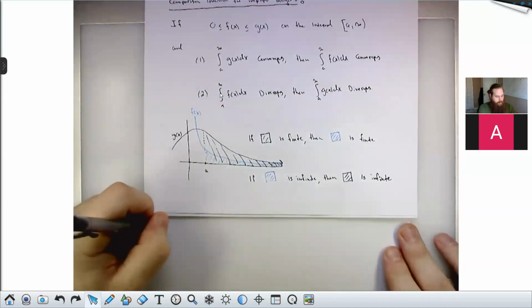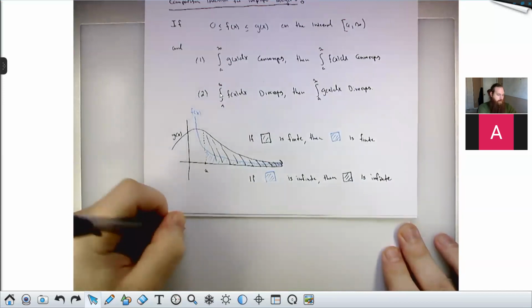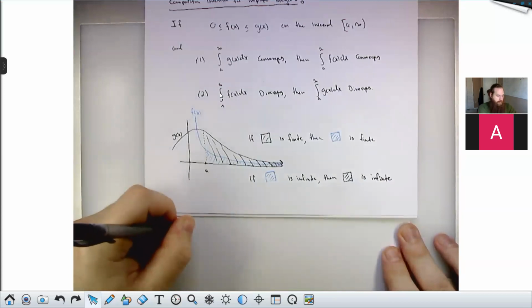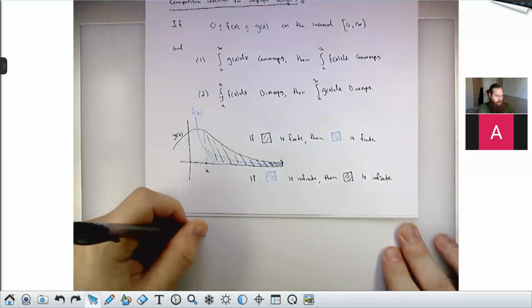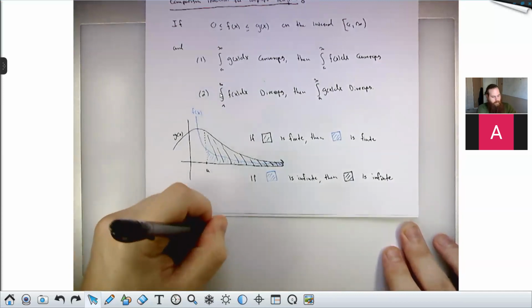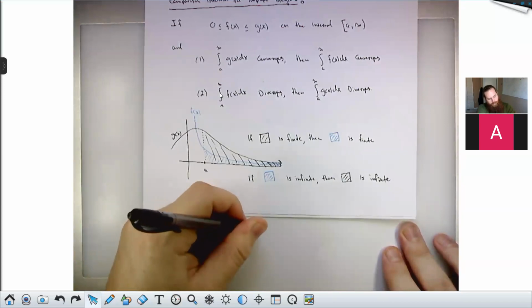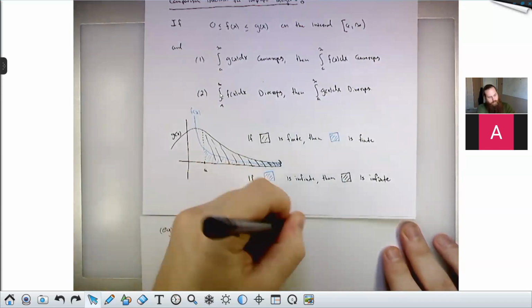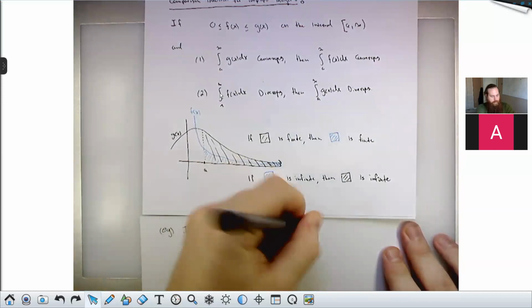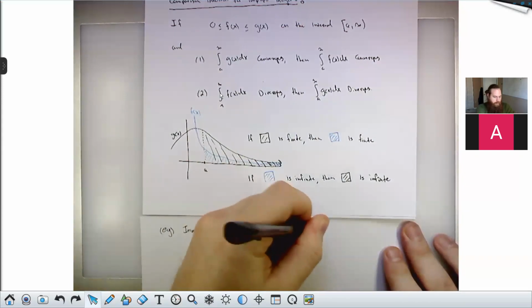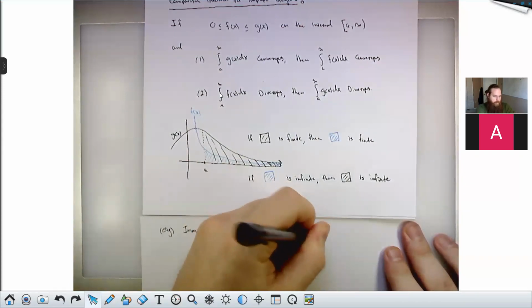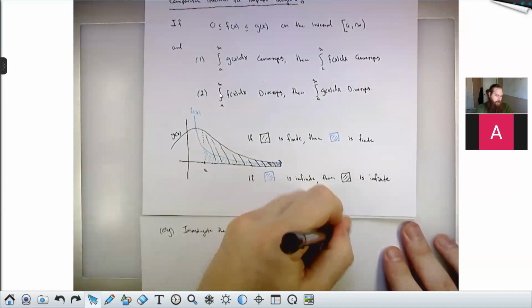So for example, I could ask you to investigate the convergence of the integral from 1 to infinity of sine squared x over x cubed dx.